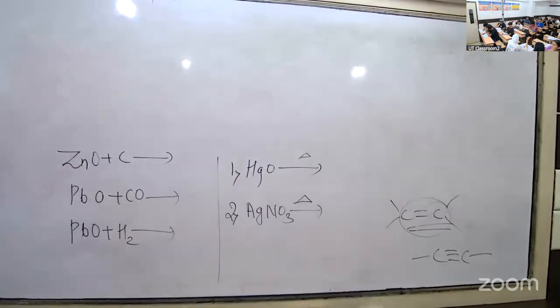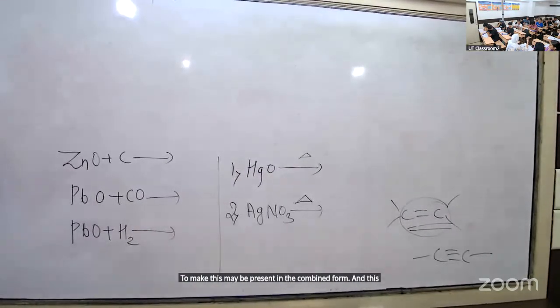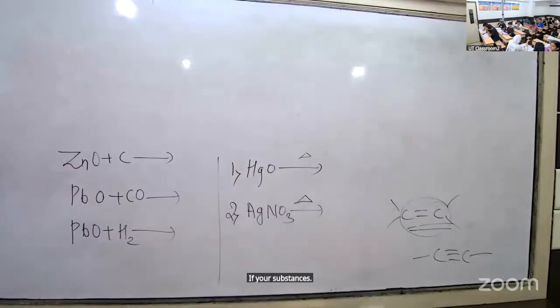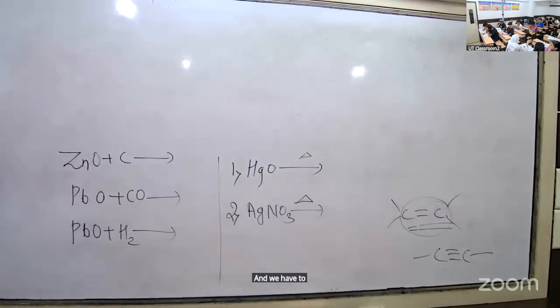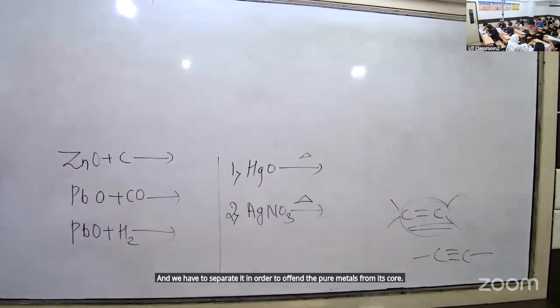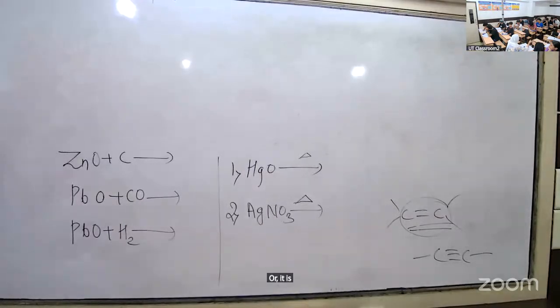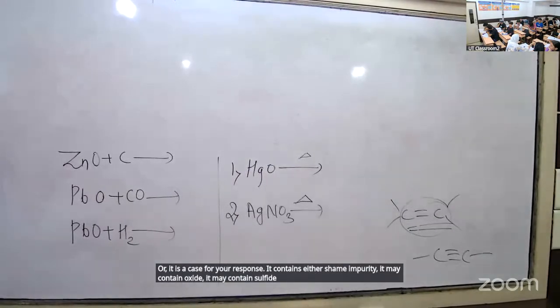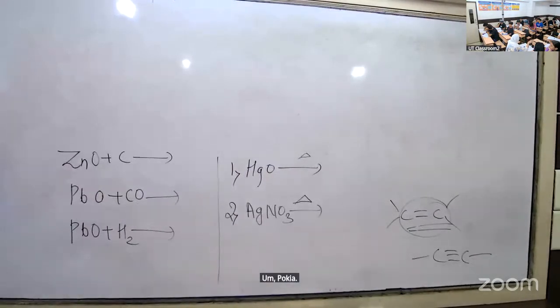metals may be present in the combined form, and along with the main metal, certain impure substances, impurity is also present, and we have to separate it in order to obtain the pure metal from its ore. Or it is in an impure form. It contains either same impurity, it may contain oxide, it may contain sulfide, anything. हमको क्या करना है? Just we have to separate it.